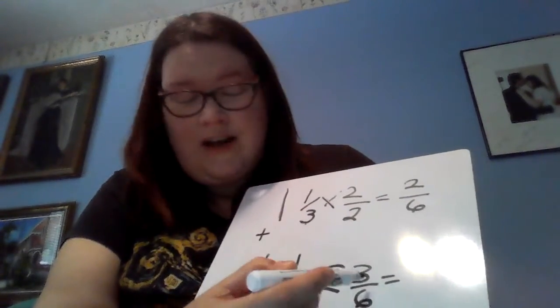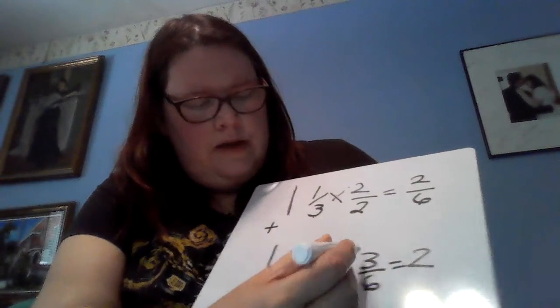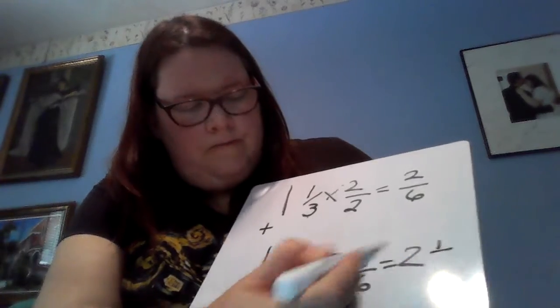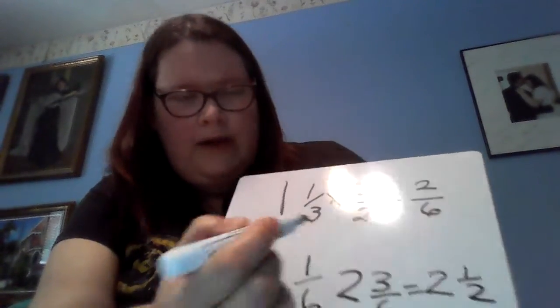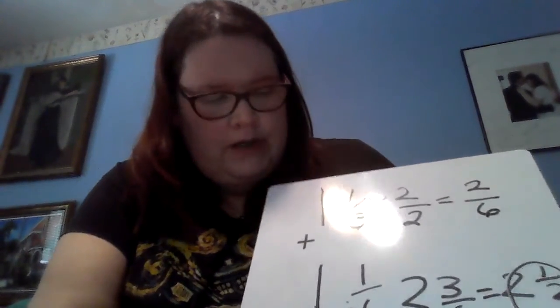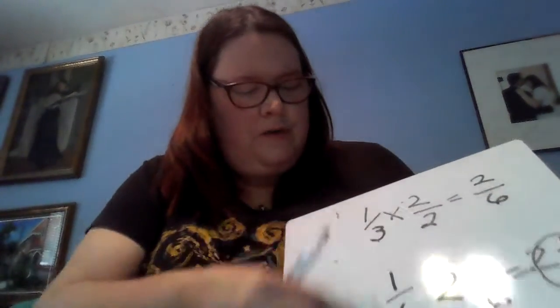And I'm just showing you this. I don't think you're doing it yet. So 2, it would be 2. 3 divided by 3 is 1. 6 divided by 3 is 2, so 2 1/2 would be my final answer. But I don't think you're simplifying the fractions yet. So I just wanted to show you an example.